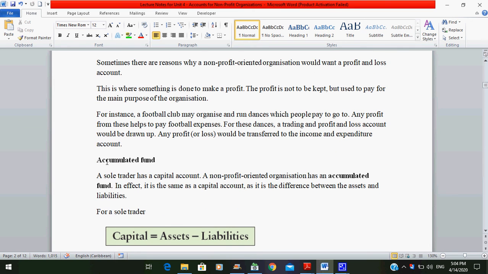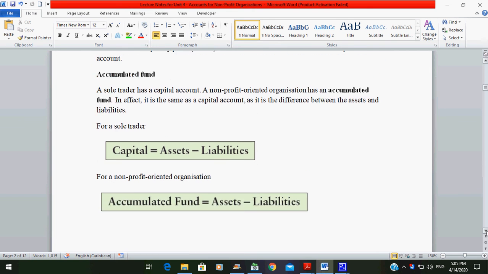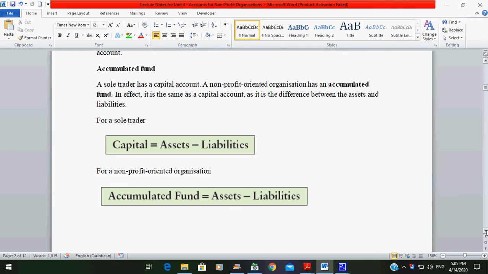Next, we look at the accumulated fund. A sole trader has a capital account. A non-profit oriented organization has an accumulated fund. In effect, it is the same as a capital account, as it is the difference between assets and liabilities. For a sole trader, capital equals assets minus liabilities. For a non-profit oriented organization, the accumulated fund equals assets minus liabilities.